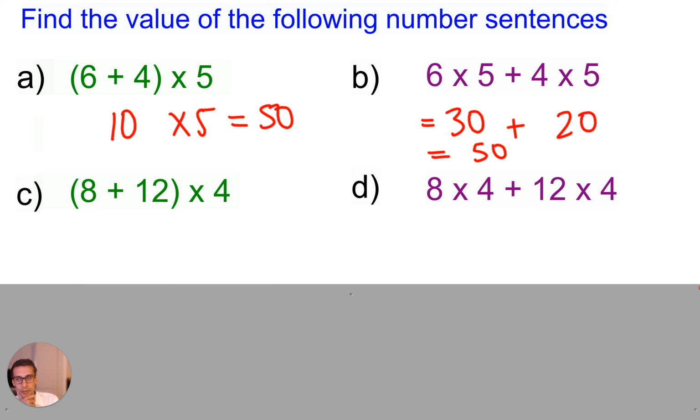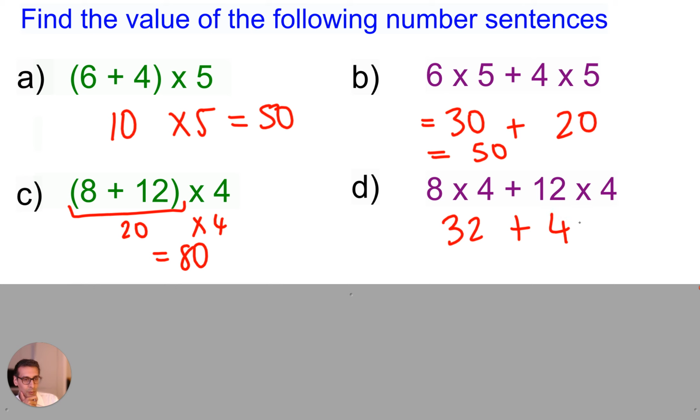Okay, I hope you've had a go with both of these. And again, spot what we're doing here. We are multiplying this bracket 4 times. We have 4 lots of this bracket. Now we can see from here, we're going to do 8 plus 12 first. So this becomes 20 times 4, which is 80. And then 8 times 4 is 32, plus 12 times 4 is 48. So 32 plus 48 gives you 80 as well.